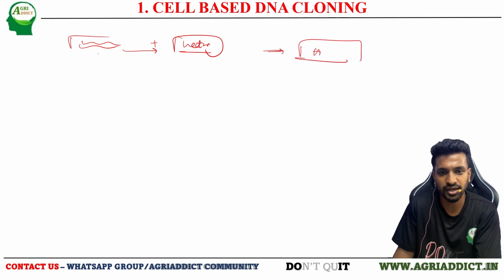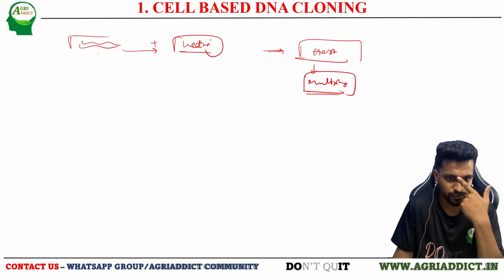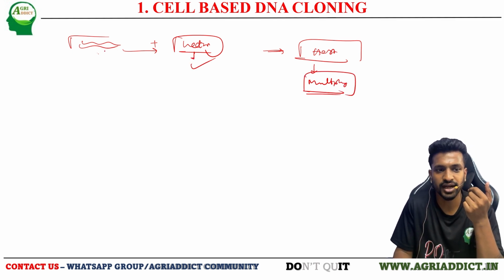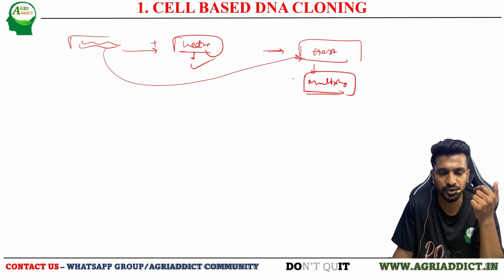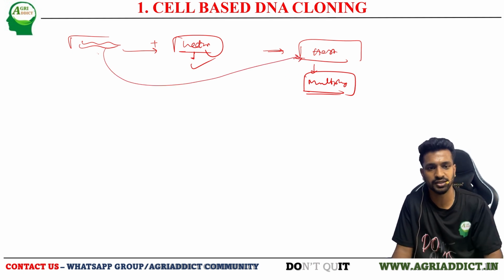Why the host is required? The host is required to multiply my gene of interest. So you might be getting at least one or two questions here. First is, why the vector is required? Why can't we directly transfer the gene of interest into the host and try to multiply our gene of interest?